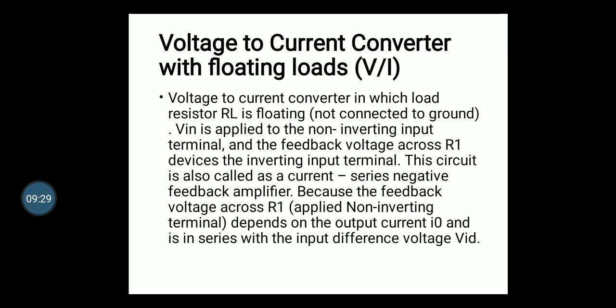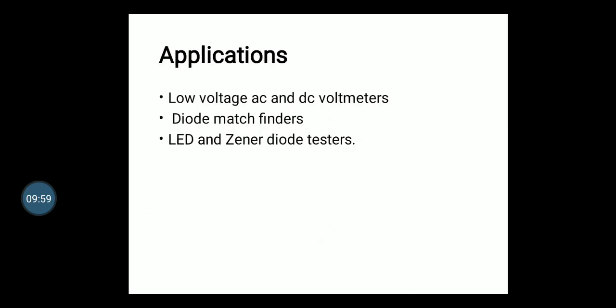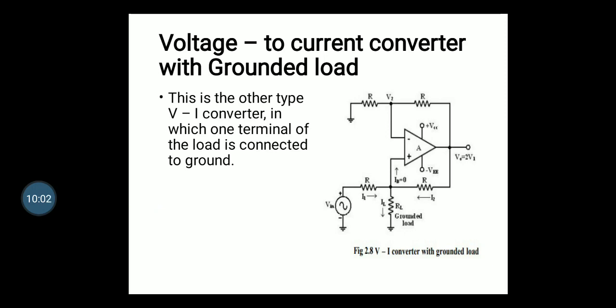The voltage to current converter with floating load has an output such that IL = V1/R1. Also, if it is a grounded load, then the output is IL = Vi/R1. As the input impedance of a non-inverting amplifier is high, this circuit has the advantage of drawing very low current from the source. Its applications include low voltage AC and DC voltmeters, LED and Zener diode testers.